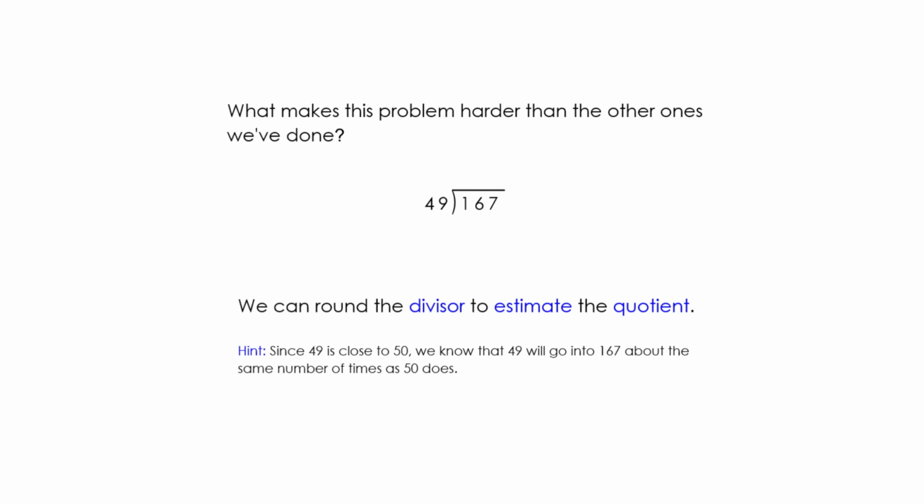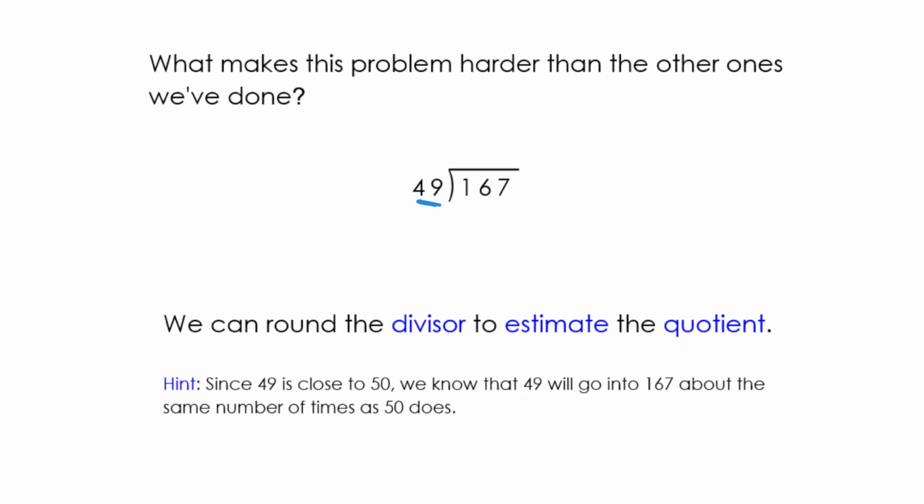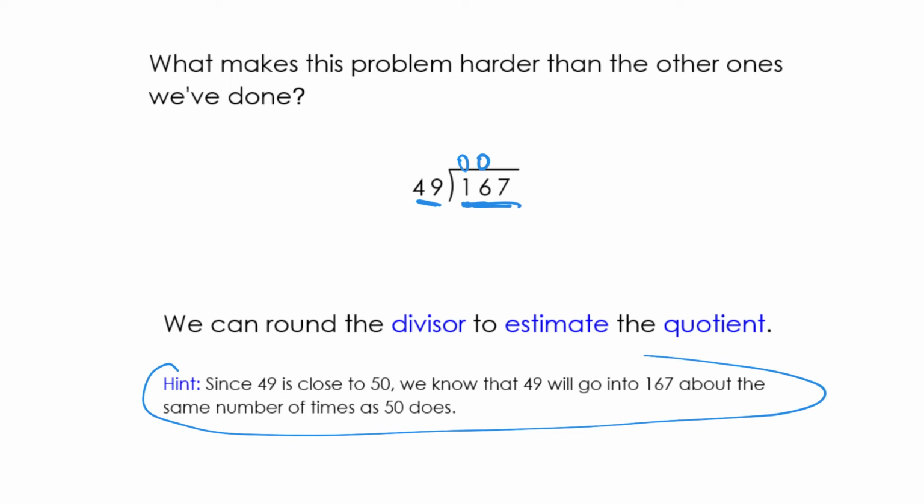So what makes this problem harder than the other ones? Well, what makes this problem harder is that with the 49, we have to see if it goes into 1, which it doesn't. Does it go into 16? It doesn't. So now we have to do the whole number. So here, what they're saying is just to do some estimation. So 49, you can change it to 50.